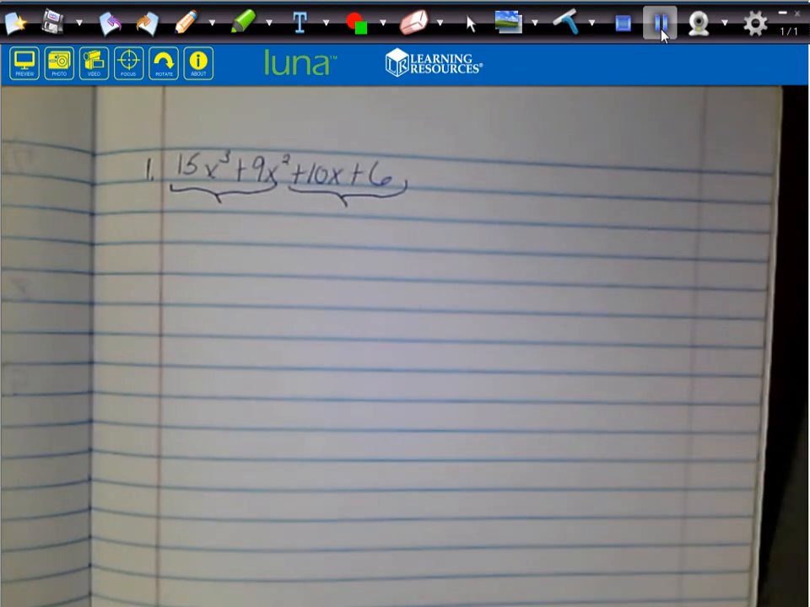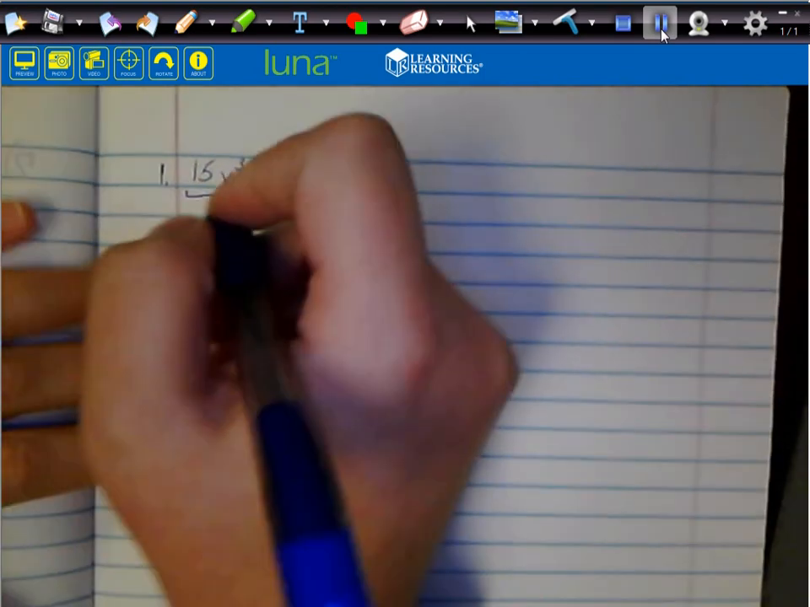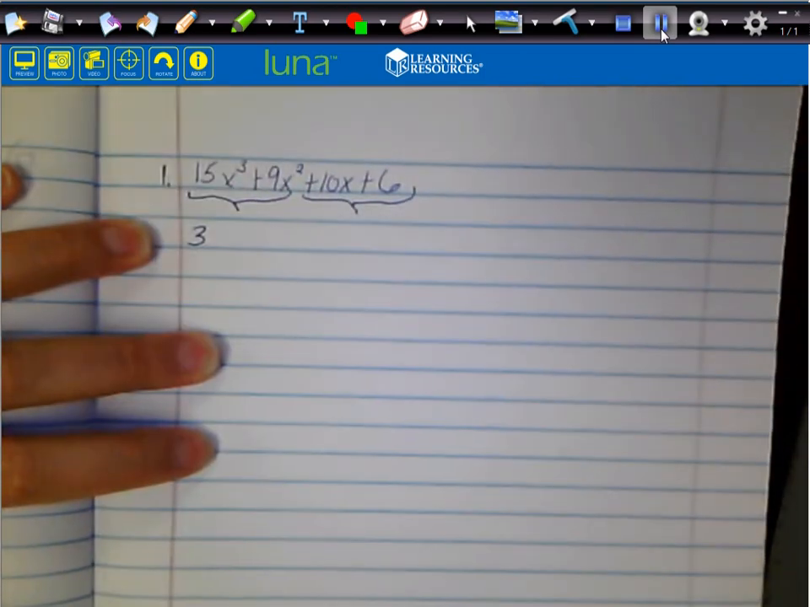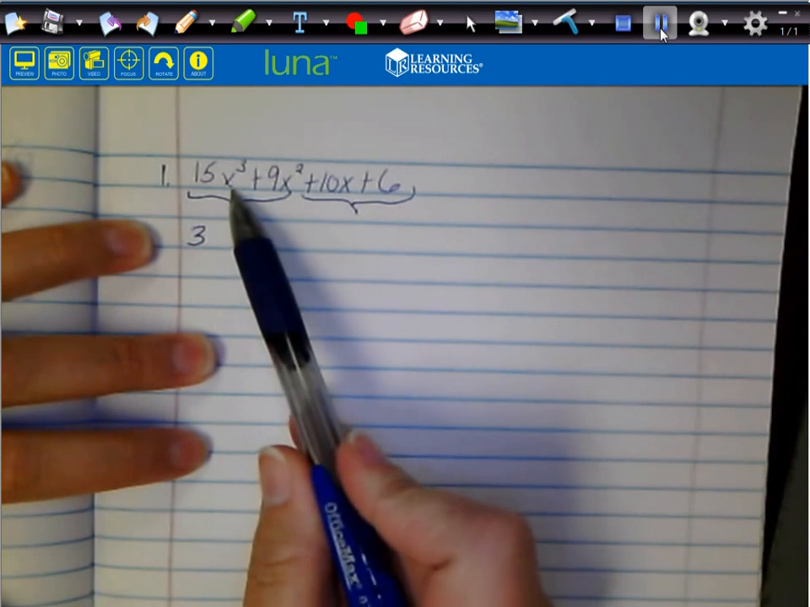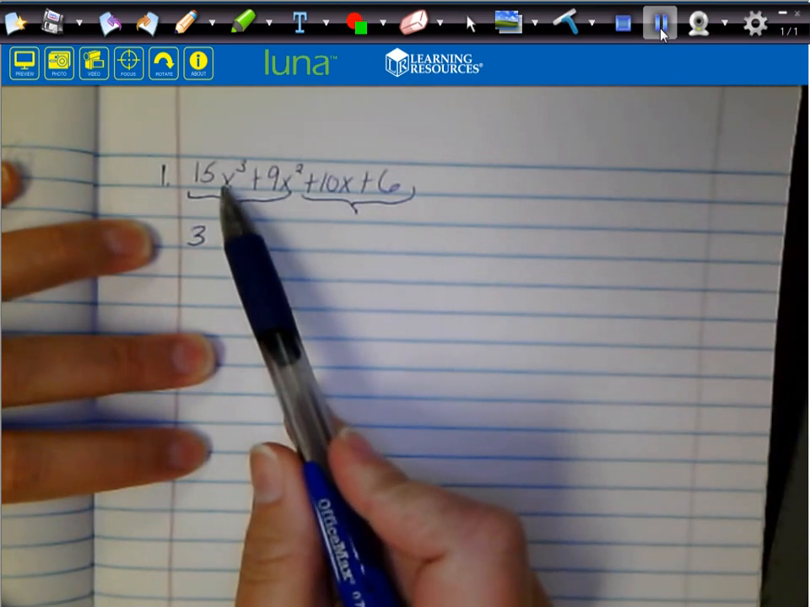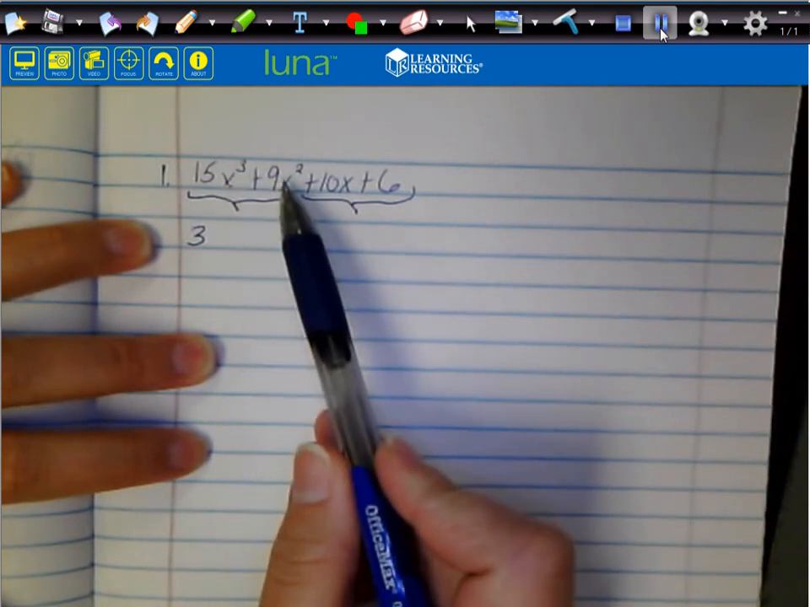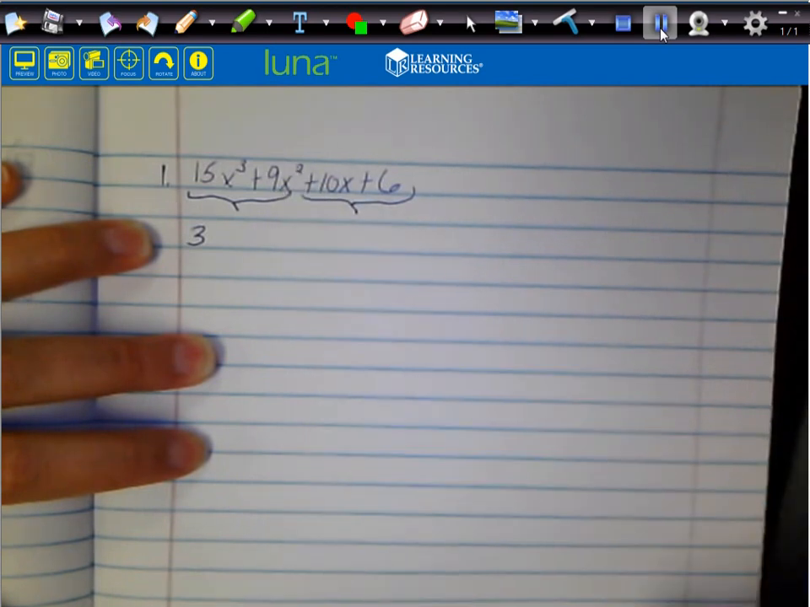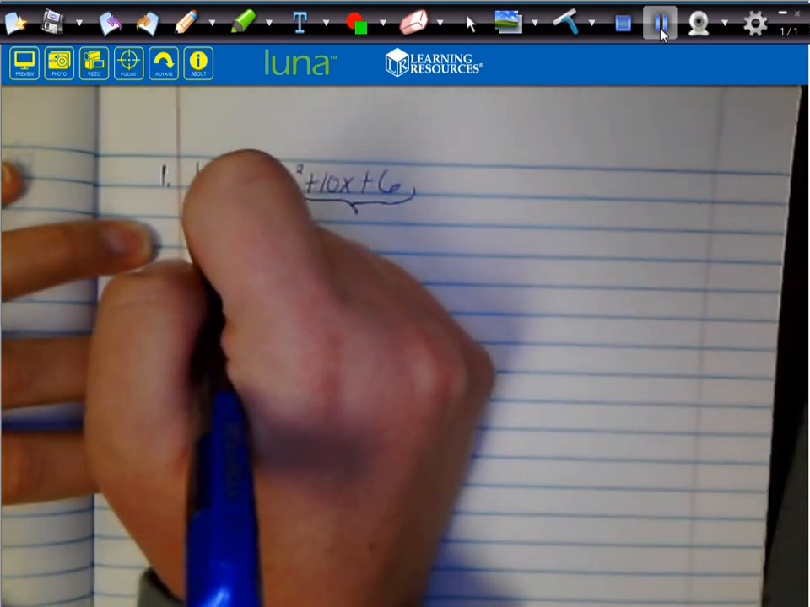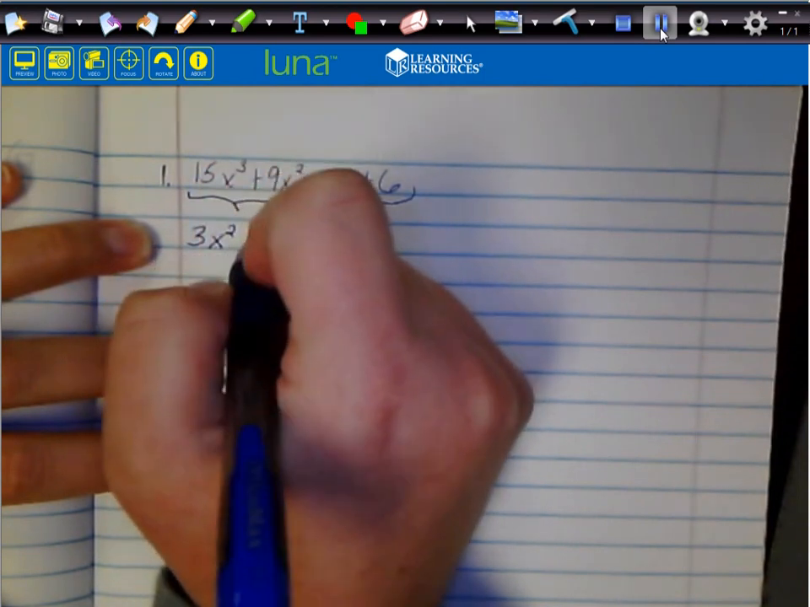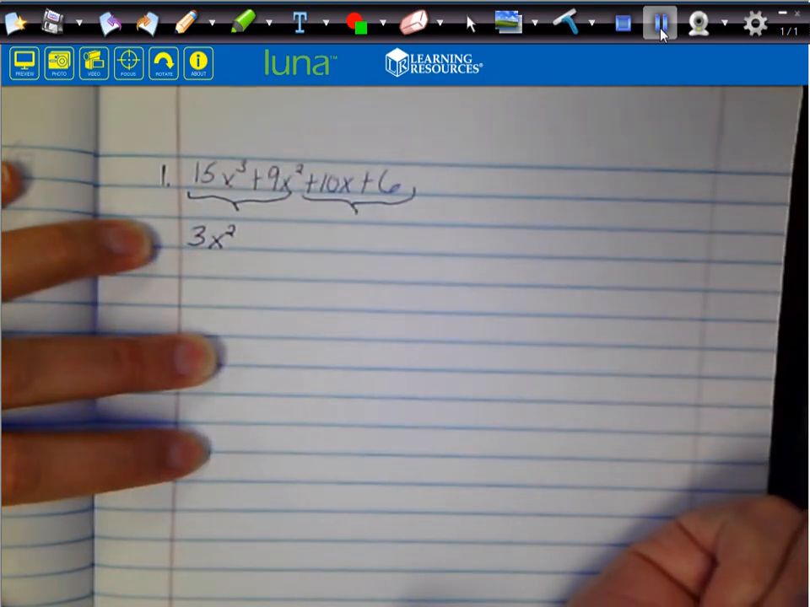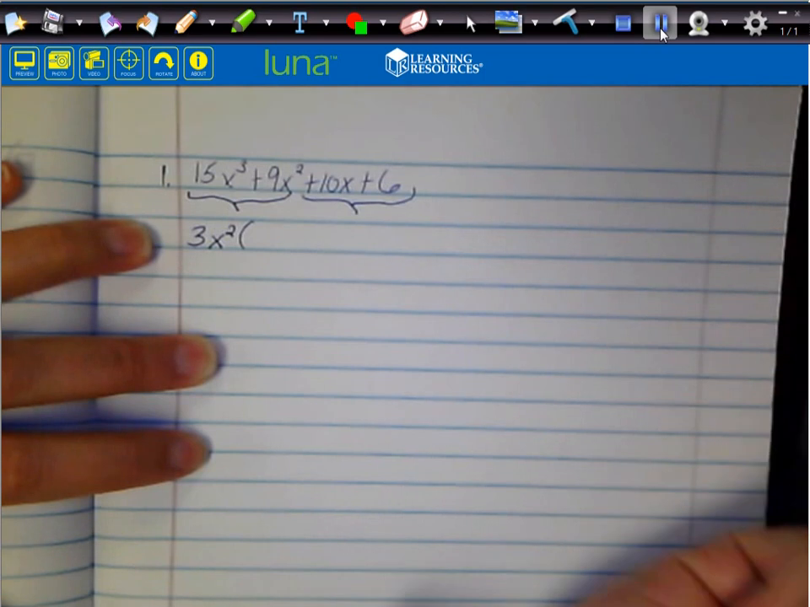And so 9 and 15, if I look at my factor sheet, I find out that the greatest thing 9 and 15 have in common is a 3. So I'm going to write that 3. This 15x to the third has 3 x's. The 9x squared has 2 x's. So here they both have at least 2 x's. So I'm going to take out a 3x squared. I'm going to do my parentheses.